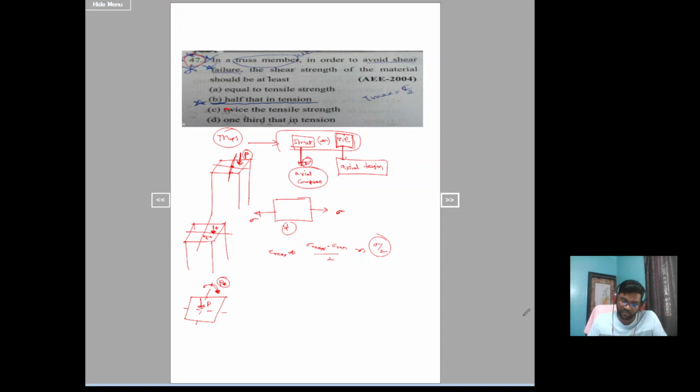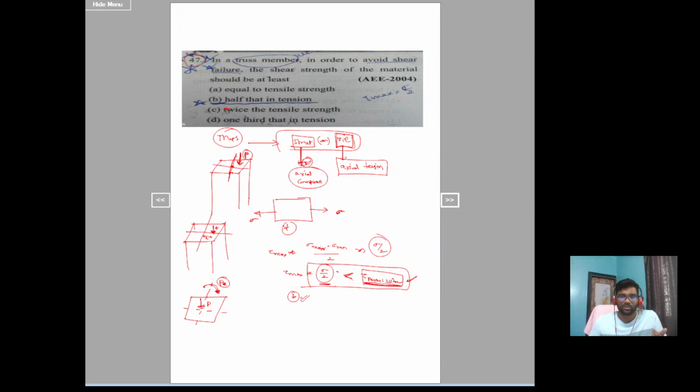When will it be safe? It will be safe if tau max, that is sigma by 2, this value half of the tension, should be less than tau permissible. That is, the tau permissible of the material should be greater than half of the stress in tension. Okay, so option B will be correct for this question.